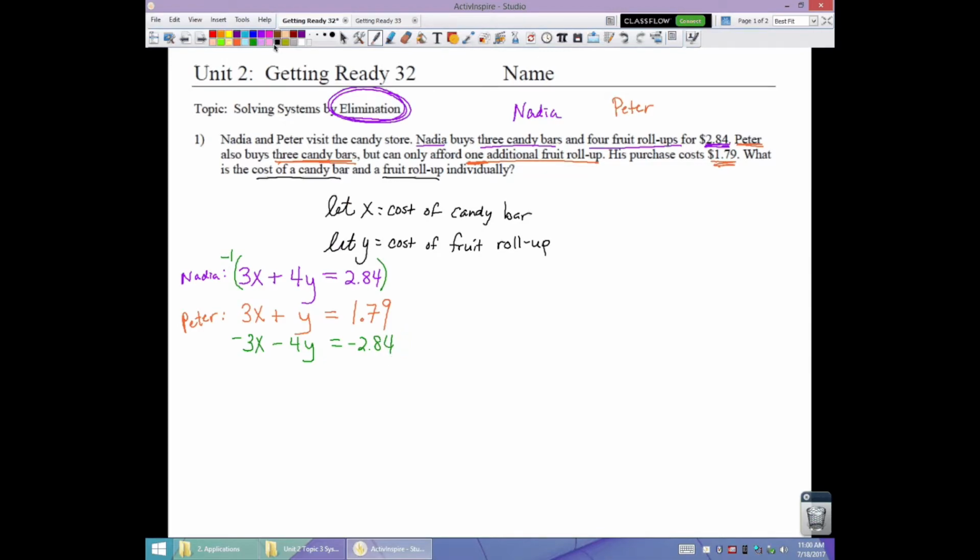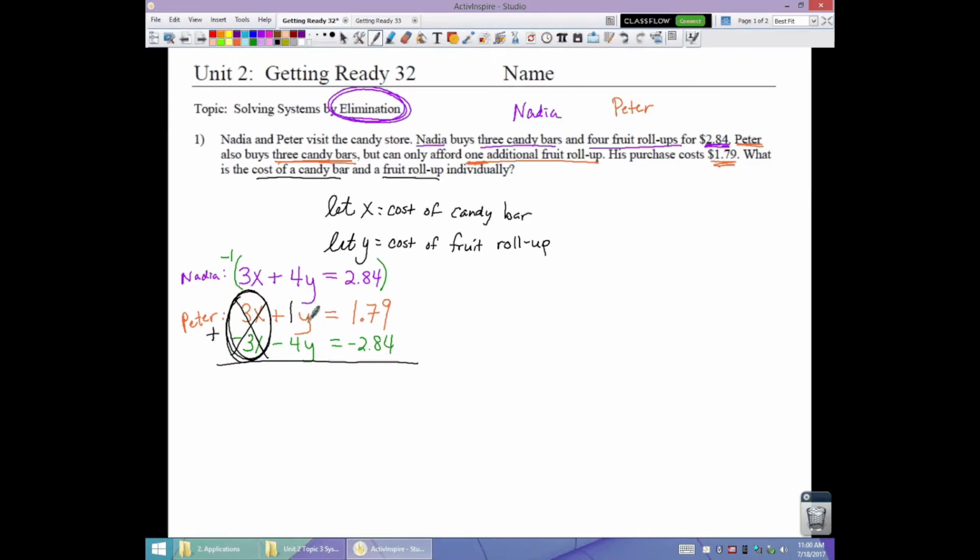Now, I did that because I wanted to have these 2 equations lined up with one set of opposites. And this is what I have here with 3x and -3x. Because my next step is to add the 2 equations. And the 3x and -3x totally cancel out. I don't have any x's left. And that's where the method got its name. It's called elimination because we eliminate one of the variables completely.